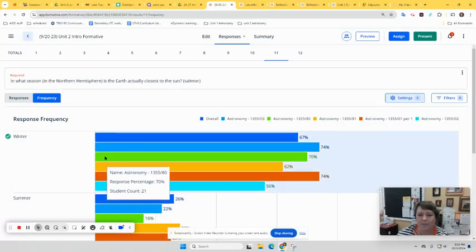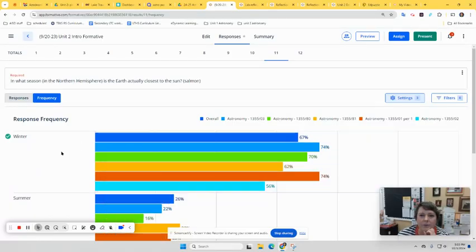Okay, but it's the winter. We saw, remember that picture that you wrote a haiku about? You can look back on that and you can see the perihelion and the aphelion. Okay.